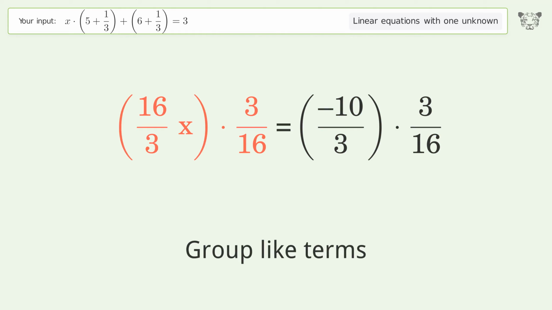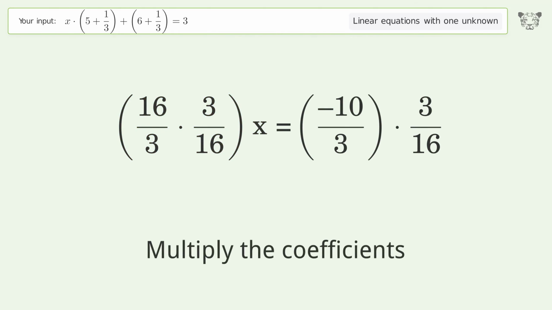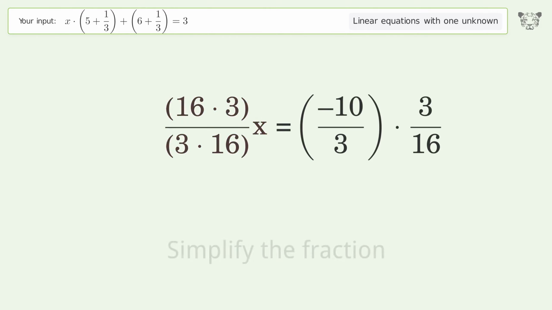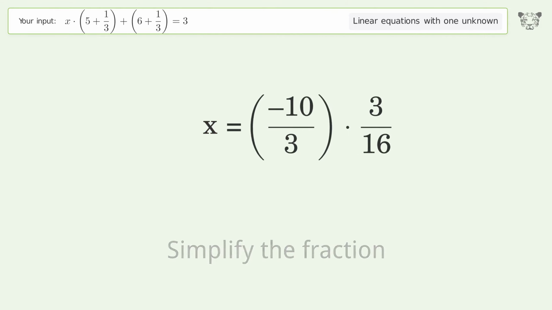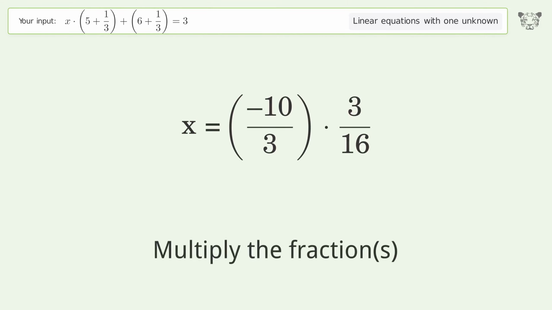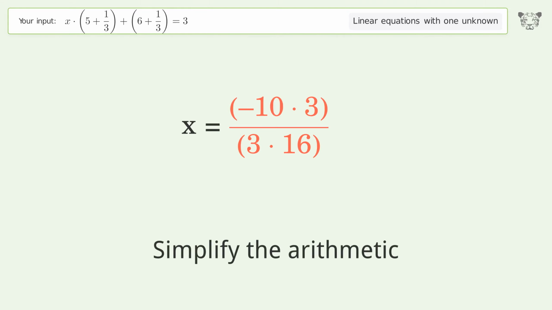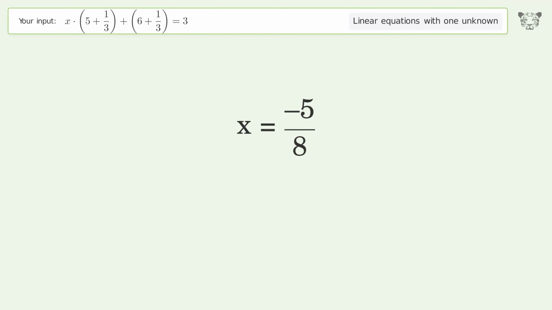Group like terms. Multiply the coefficients. Simplify the fraction. Multiply the fractions. Simplify the arithmetic. And so the final result is x equals -5/8.